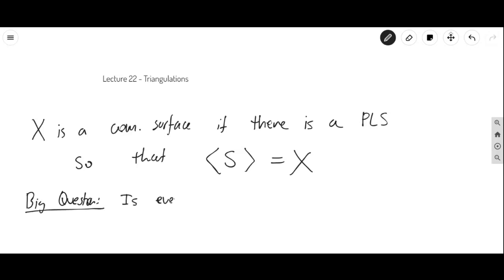is every connected, compact, well, that's what X is, a combinatorial surface, is every compact connected surface, and a surface is a two-dimensional manifold. So surface, this is just a two-dimensional manifold. Is it combinatorial? Does it arise with this kind of combinatorial type of structure?